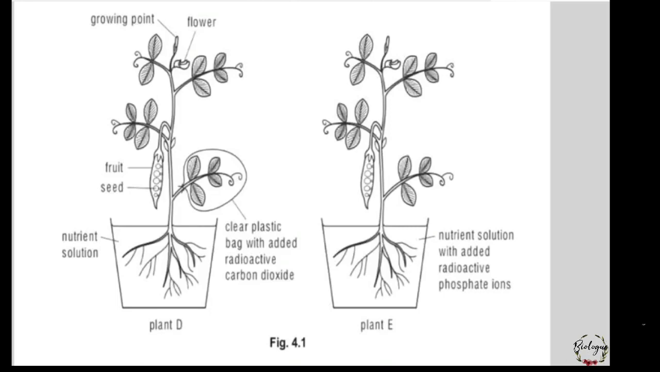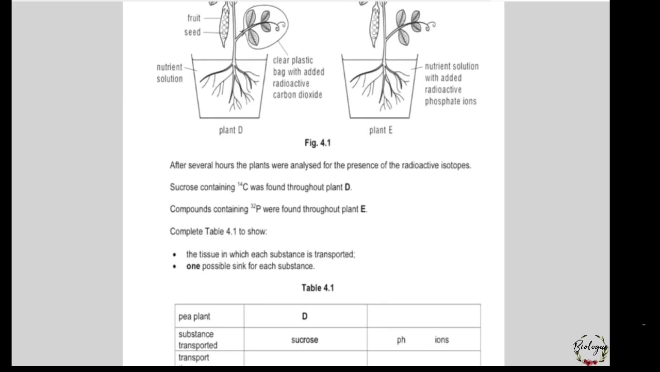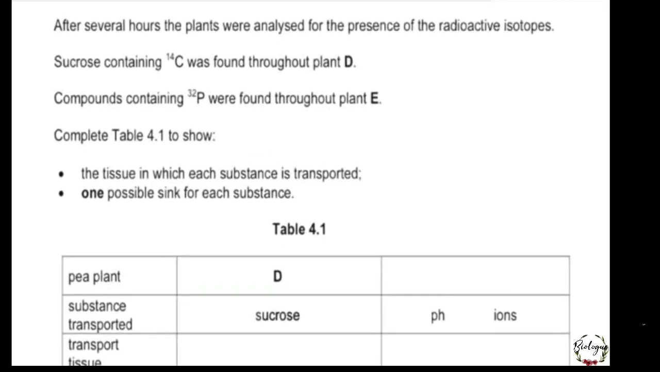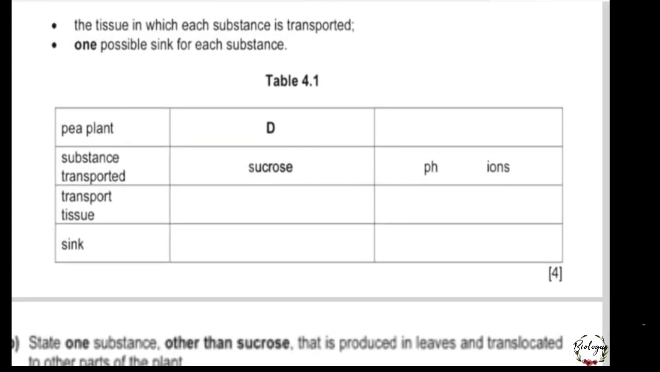Alright, now moving on to the question here. After several hours, the plant was analyzed for the presence of the radioactive isotope. Sucrose containing carbon-14 was found throughout plant D. Compounds containing phosphorus-32 were found throughout plant E. Complete Table 4.1 to show the tissue in which each substance is transported, and one possible sink for each substance. Alright, so now the transport tissue. The transport tissue for sucrose is the phloem, obviously, right?